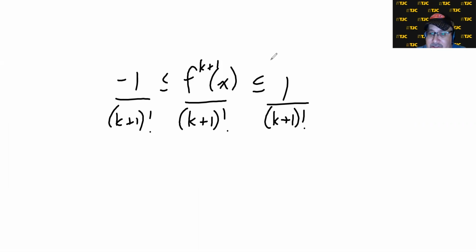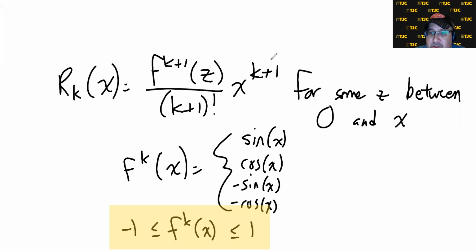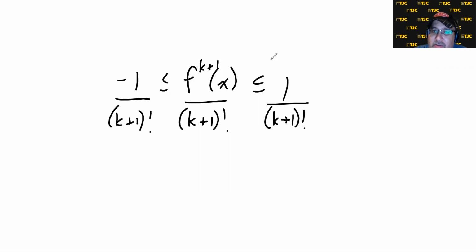Now, our z has to be between 0 and x. And we are talking about z, so we'll replace the x inside the derivative with a z, because the inequality is true for any value, so we'll use z. And we also need to put the x to the k plus 1. Now, x to the k plus 1 is either positive or negative. If it's positive, then we could just multiply everything by x to the k plus 1.